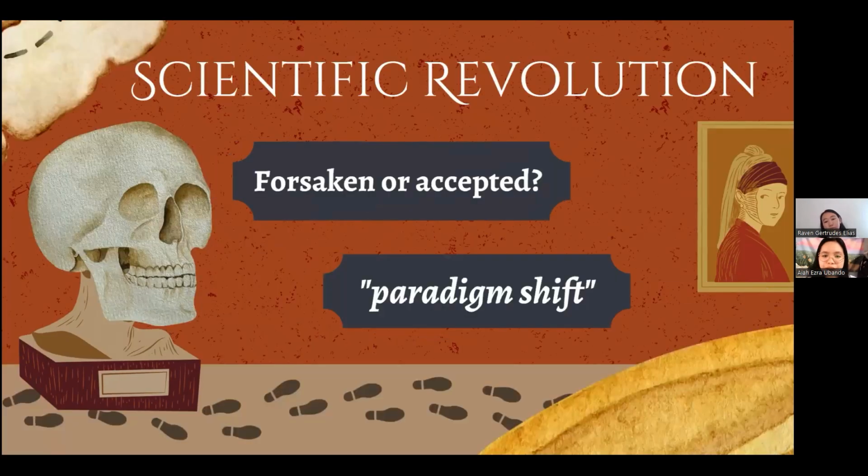Lastly, the scientific revolution. In this phase, the paradigm that is concerned will be forsaken or maybe accepted. If the old paradigm was thoroughly forsaken, there will be a paradigm shift or a paradigm change. So yeah, these are the stages that science undergoes according to Kuhn.